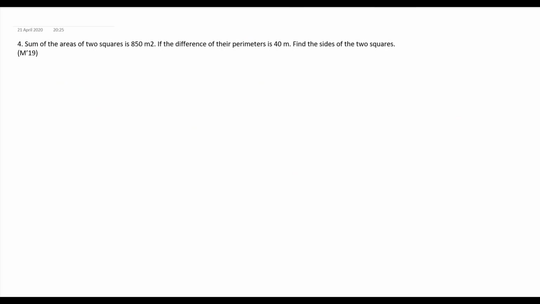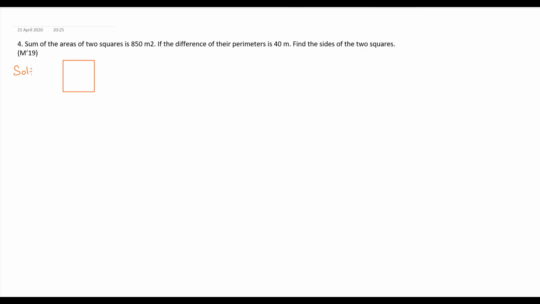The fourth sum: the sum of the areas of two squares is 850 meters square. If the difference of their perimeters is 40 meters, find the sides of these two squares. This was given in the March 2019 paper, last year's board exam. So this is similar to our first sum as we solved. The solution will be the same.